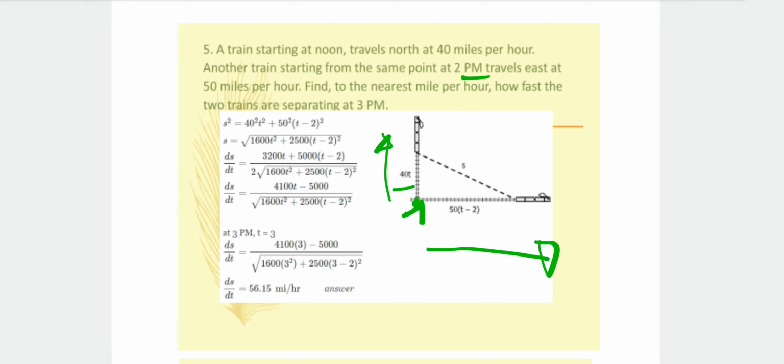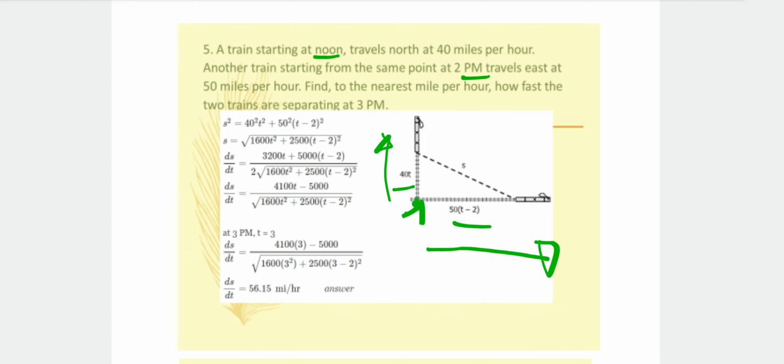You notice that at noon, that means 12. And then there is 2 p.m., so there is a time difference. So, we reflect that here. That is 50 times t minus 2. If at 3 p.m., t minus 3. It depends on what time one starts with respect to the other.